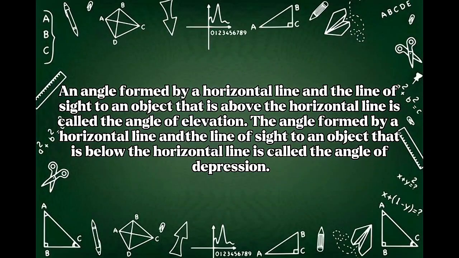An angle formed by a horizontal line and the line of sight to an object that is above the horizontal line is called the angle of elevation. The angle formed by a horizontal line and the line of sight to an object that is below the horizontal line is called the angle of depression. Now, let's have an example.